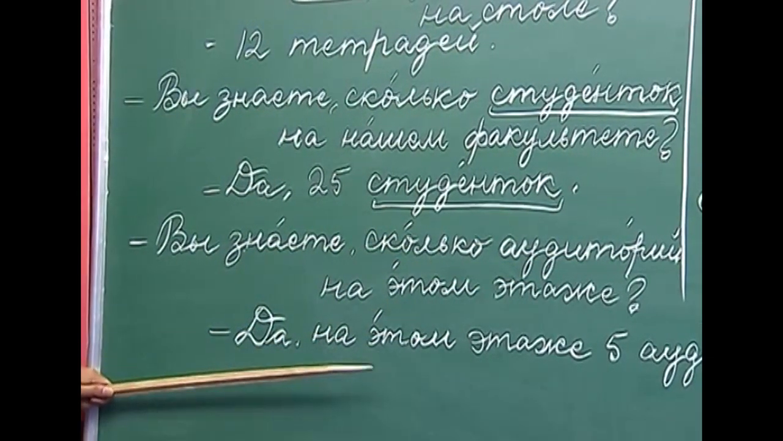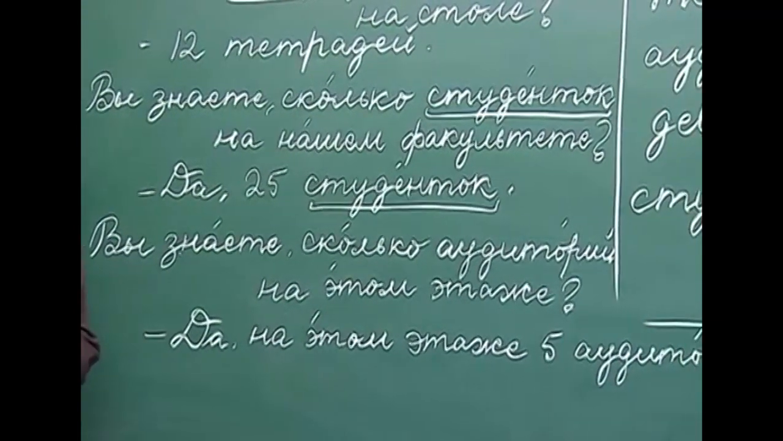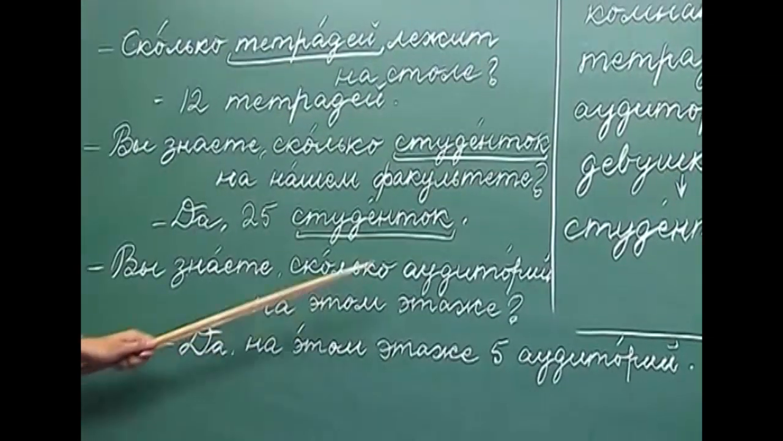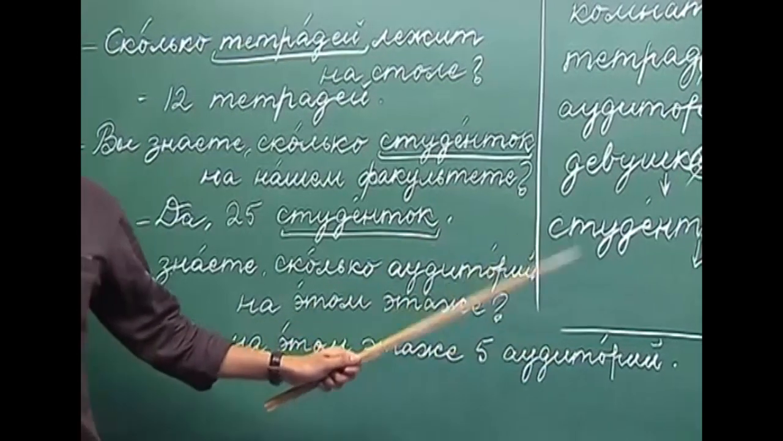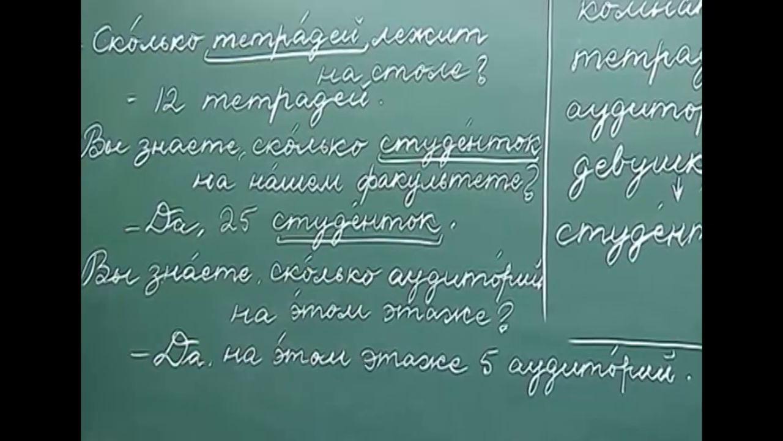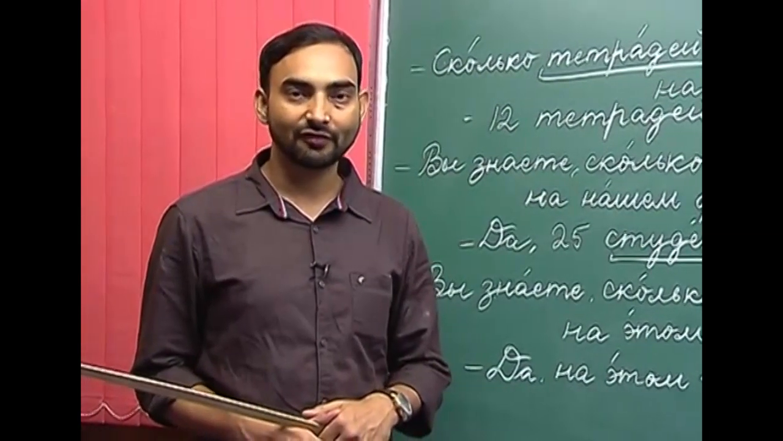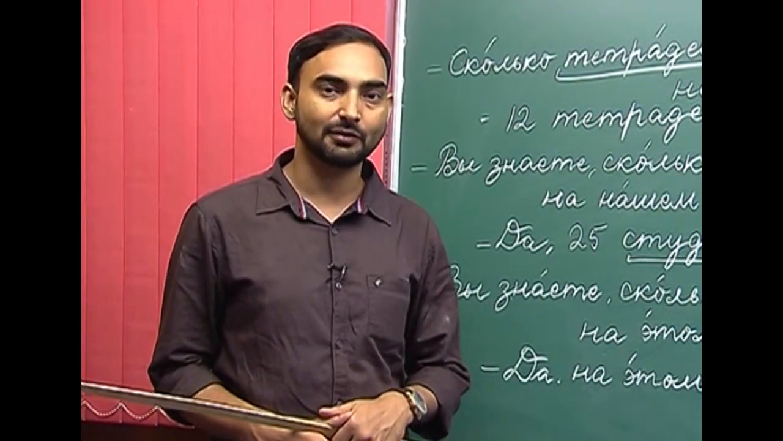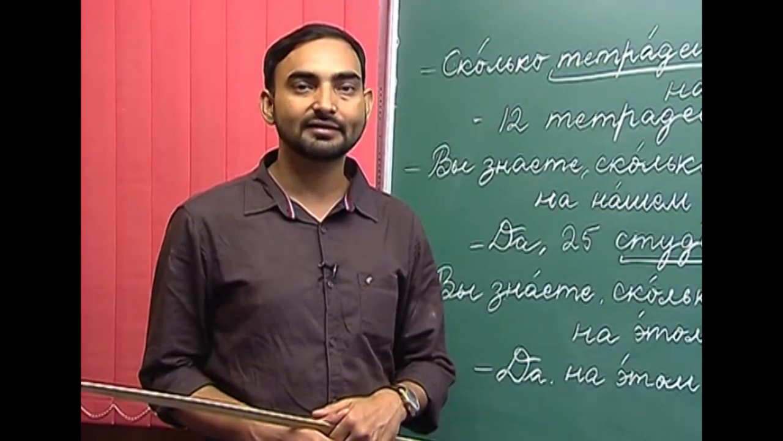So how do we answer this question? Da yaznayu skolka auditori na etam etashe. Da na etam etashe pyat auditori. There are 5 auditorium or halls on this floor. So this is how we decline the feminine nouns in the genitive plural. So now we will look at the neuter gender nouns in the genitive plural.